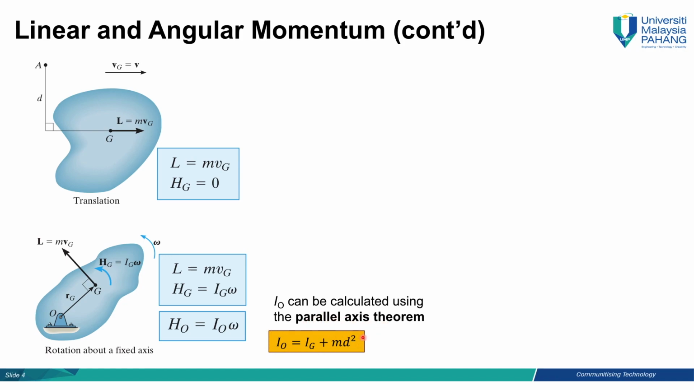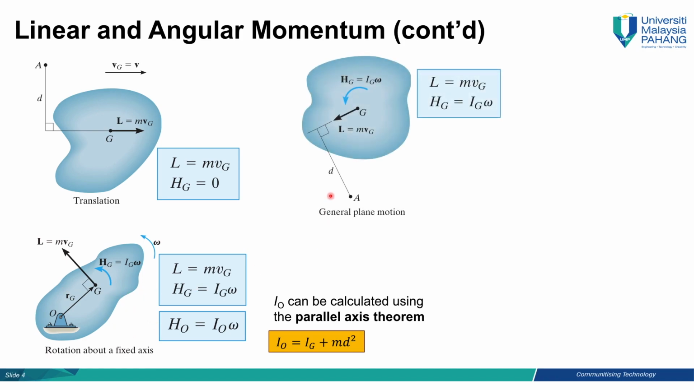This is the parallel axis theorem. IO is equal to IG plus md squared. D in this case is the distance between point G and point O, which is represented by rG in this particular case. So for general plane motion, we have both terms: linear momentum equal to mv, and also angular momentum equal to IG omega.